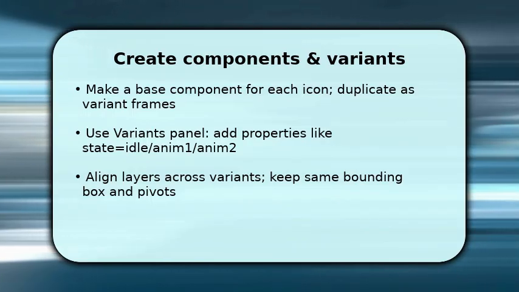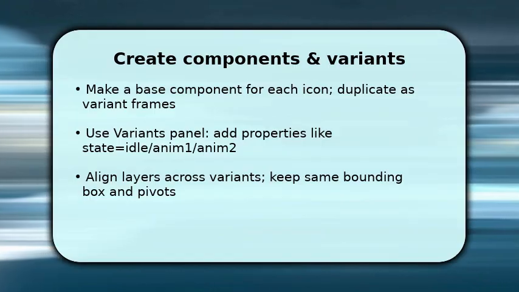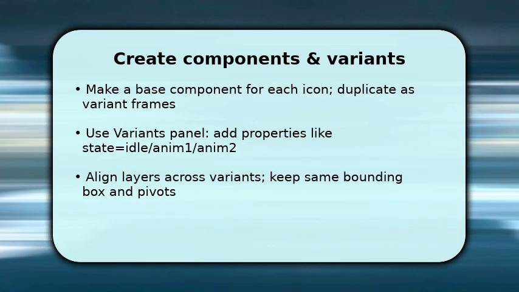Make sure each variant shares the same bounding box and pivot points. If shapes shift, you'll get weird motion. Once aligned, you've enabled smooth Smart Animate interpolation between frames.